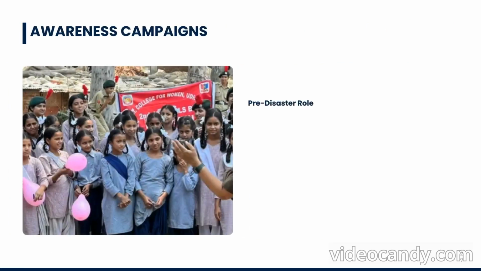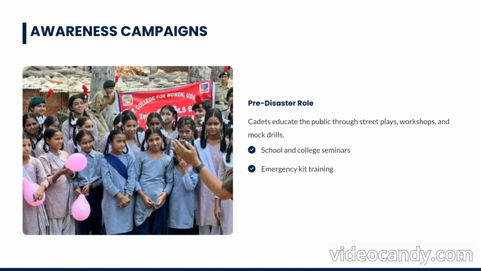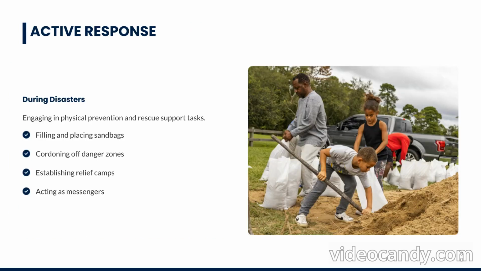In their pre-disaster role, cadets run awareness campaigns, educating the public through workshops and mock drills. They conduct seminars, provide emergency kit training, and help plan evacuation paths. During active response, cadets engage in physical tasks like filling and placing sandbags and cordoning off danger zones. They also assist in establishing relief camps and acting as messengers.